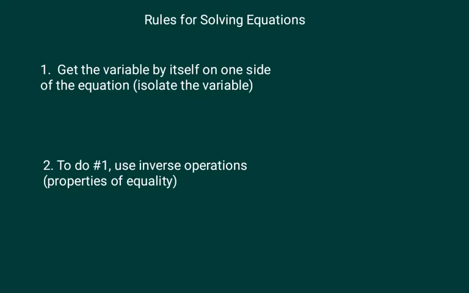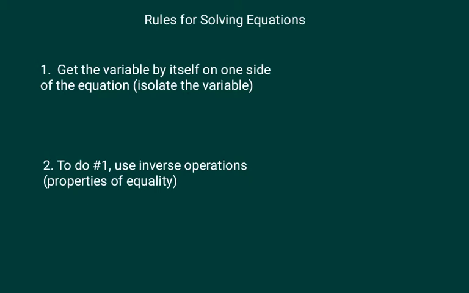Your goal or your method for solving equations is to get the variable all by itself on one side of the equation. The phrase that teachers use all the time with that is isolate the variable, which means it's isolated, it's all by itself. To accomplish that, you use inverse operations, which are the properties of equality.